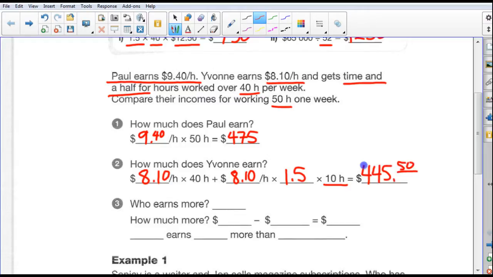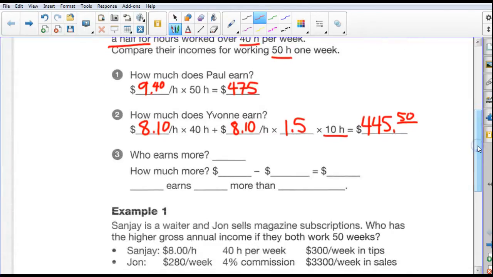$445.50. So even when Yvonne gets paid time and a half for anything over 10, she makes less than Paul. Okay, so who earns more? Well, Paul earns more. Okay, how much more?